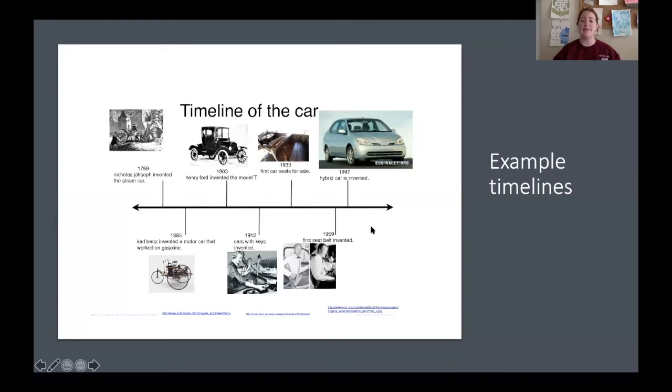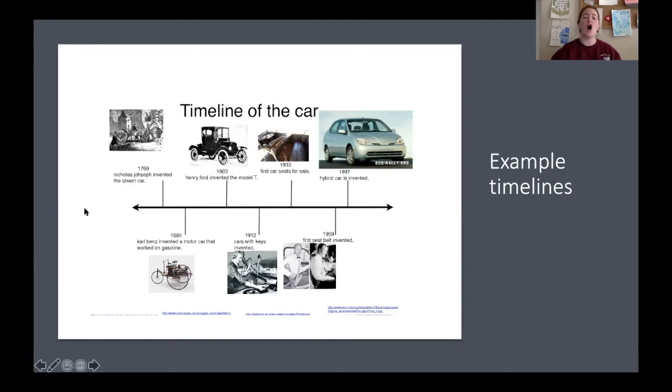On this timeline, we are measuring time with years. Not every timeline has to be years. It could be days, months, even minutes. It just depends what you are putting on your timeline. Since this one is a timeline of the car, that's the title. They're measuring it by years because cars didn't differ day by day or month by month. It really was years.